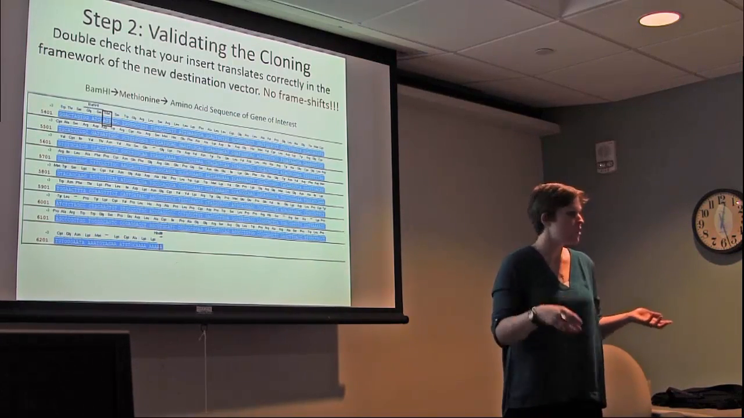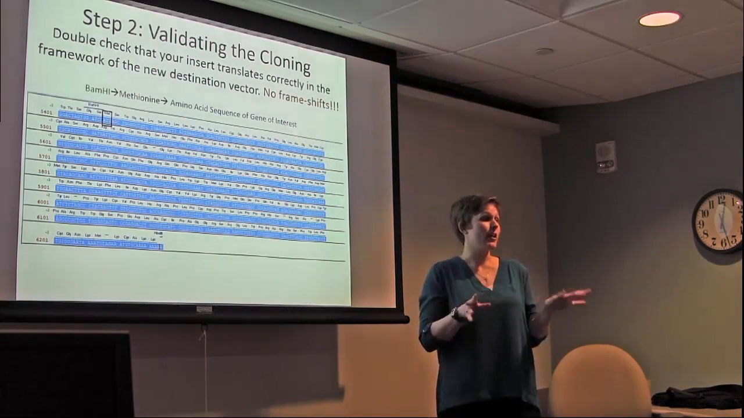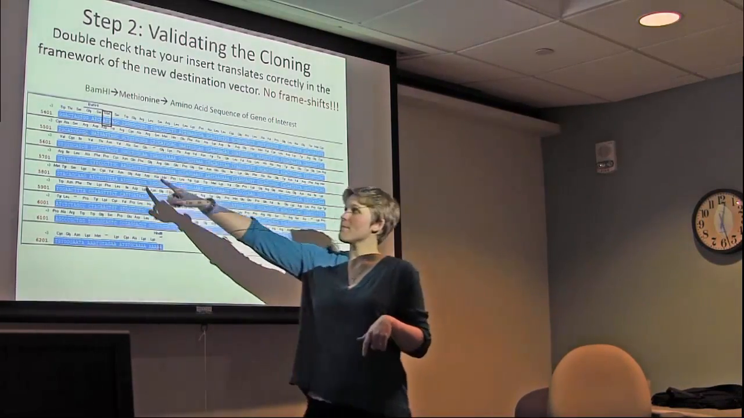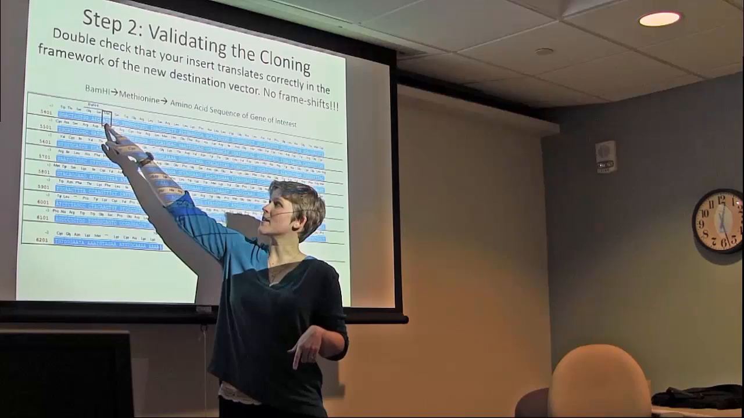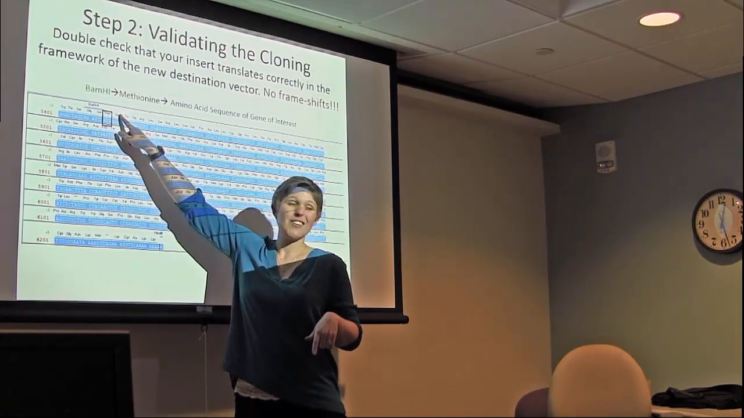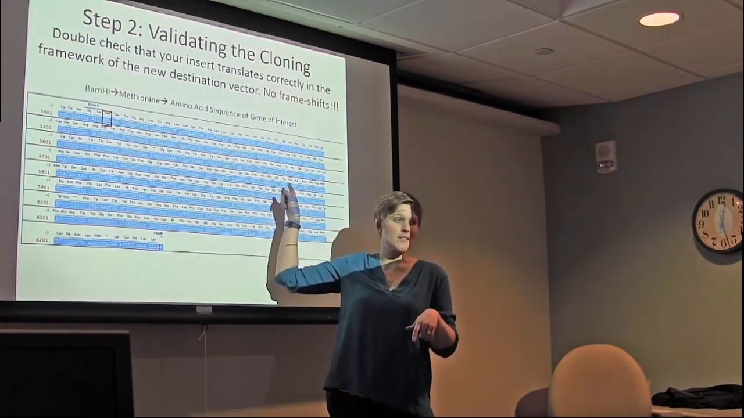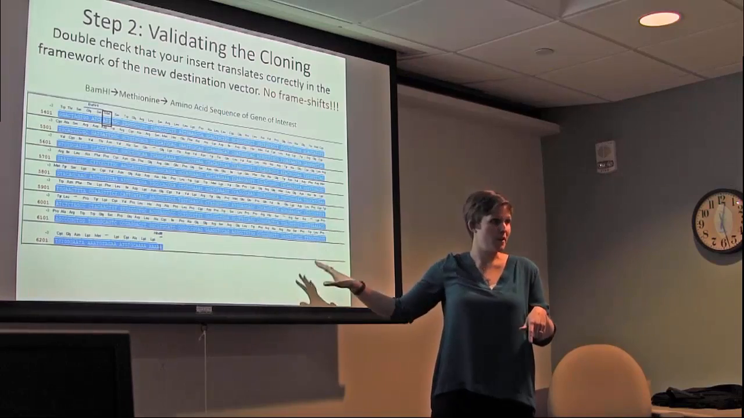So what's best to do is highlight your entire plasmid in Vector NTI and say translate. Then you want to look right past that BamHI site and make sure that your ATG is in frame and you're translating methionine. And then you can even look up your gene of interest, what the amino acid sequence is, and make sure that it's all how it should be.